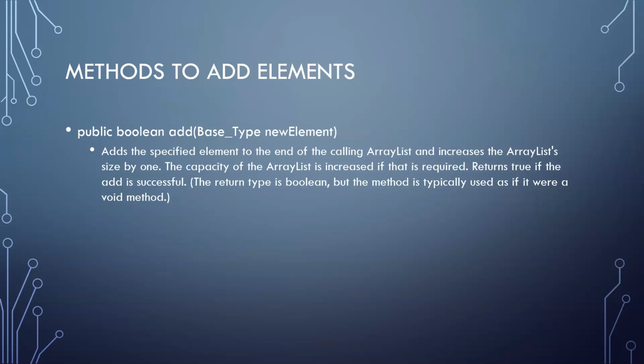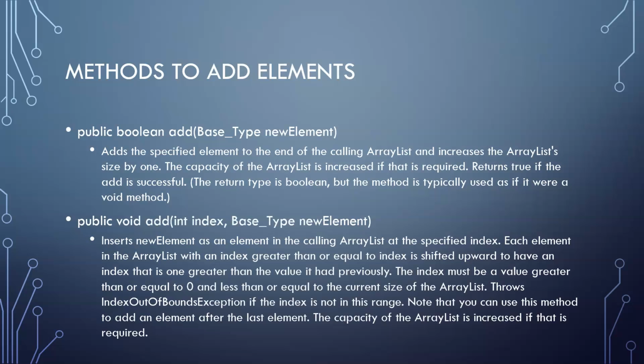It adds the specified element to the end of the calling array list and increases the array list's size by 1. The capacity of the array list is increased if that is required. So if you need to make it bigger, it'll do it. Now, it returns true if the add is successful. The return type, of course, in the note is boolean, but the method is typically used as if it was a void, because even though it says public boolean add and can return true or false, it's not actually being used like that. We're treating it more like a void method.